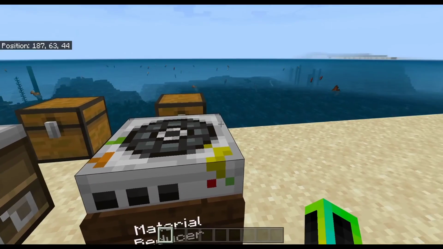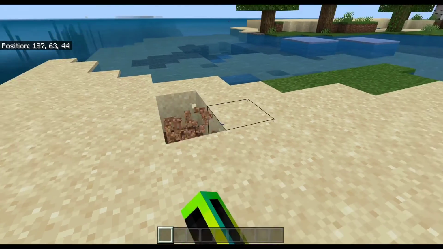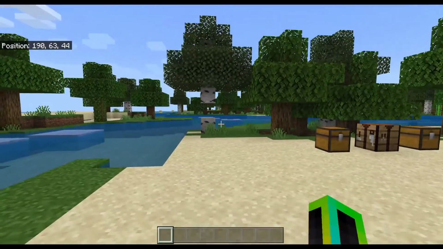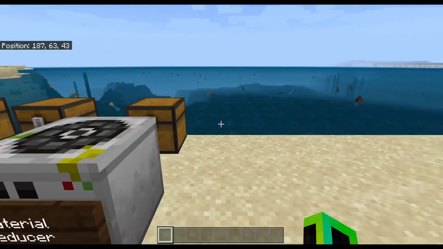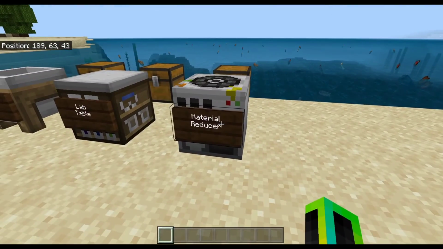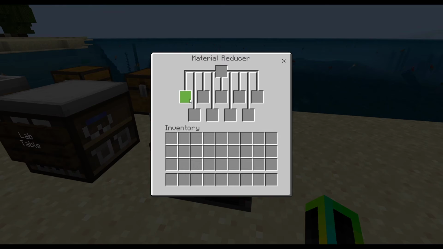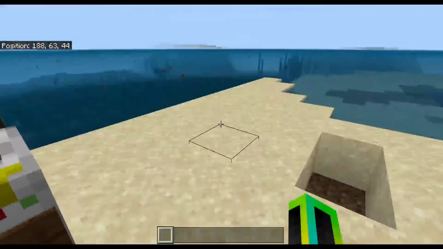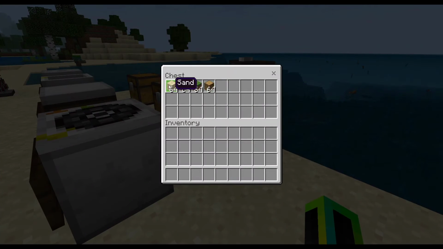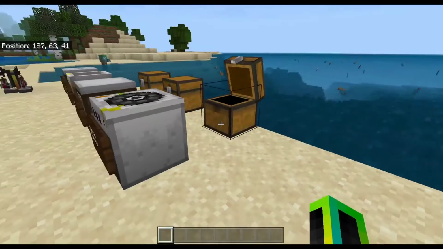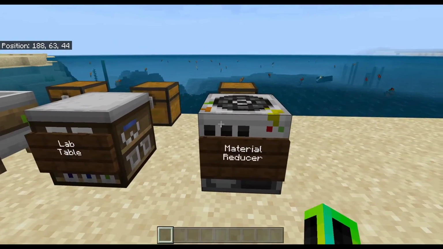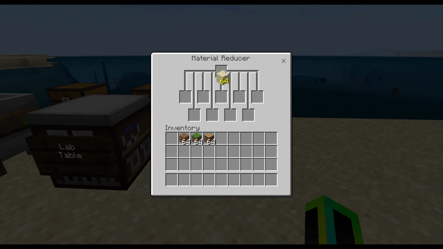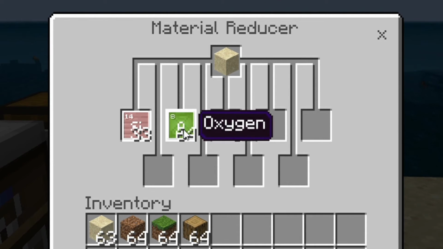You know that all the objects around us have some minerals in them. But what particular minerals do we have in them? Let us see. This is the material reducer. The material reducer reduces any object to its elemental form. You see, I have sand, dirt, grass, and oak. Oak is a type of wood. Now let us put some sand in it.